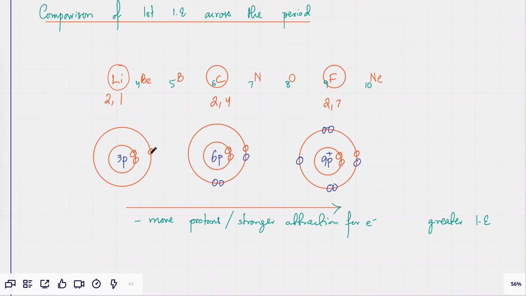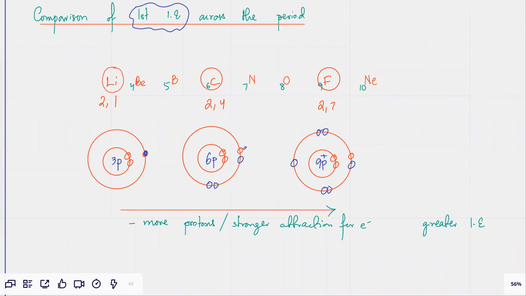What about distance? What happens to the distance? Remember, it's the comparison of the first ionization energy. So you're just trying to remove the first electron. I'm marking that single electron. In all these cases, I'm trying to remove only one electron from the outermost shell. So what happens to the distance? Is it changing or not? Anyone, is the distance constant or is it changing? It's constant. Okay, so it appears to be constant, but it actually slightly decreases.